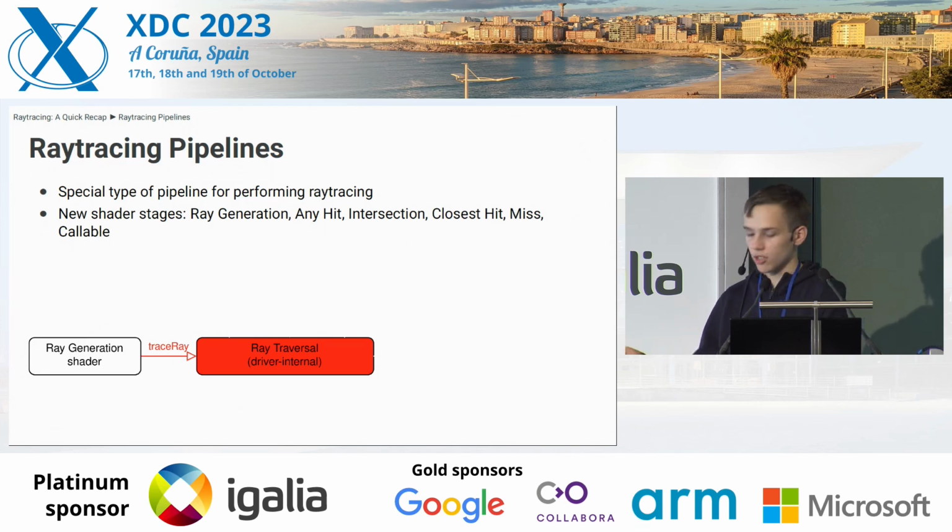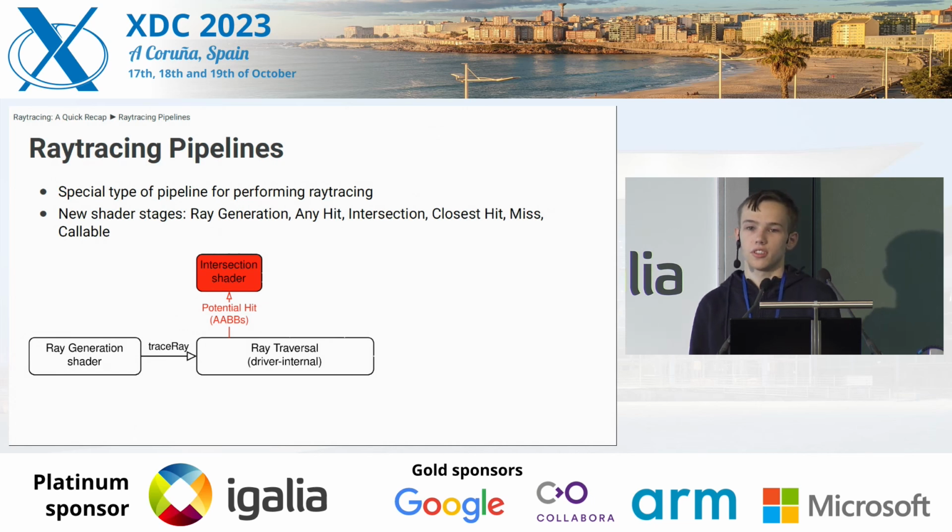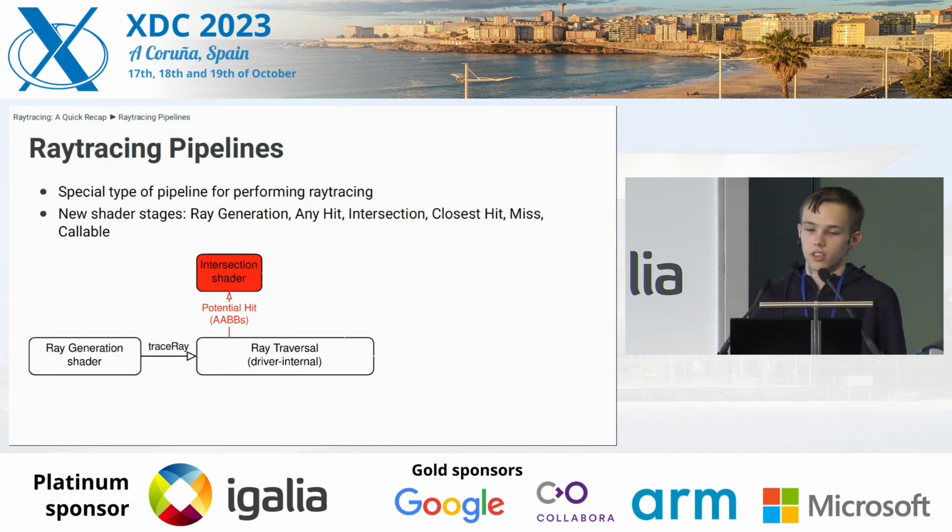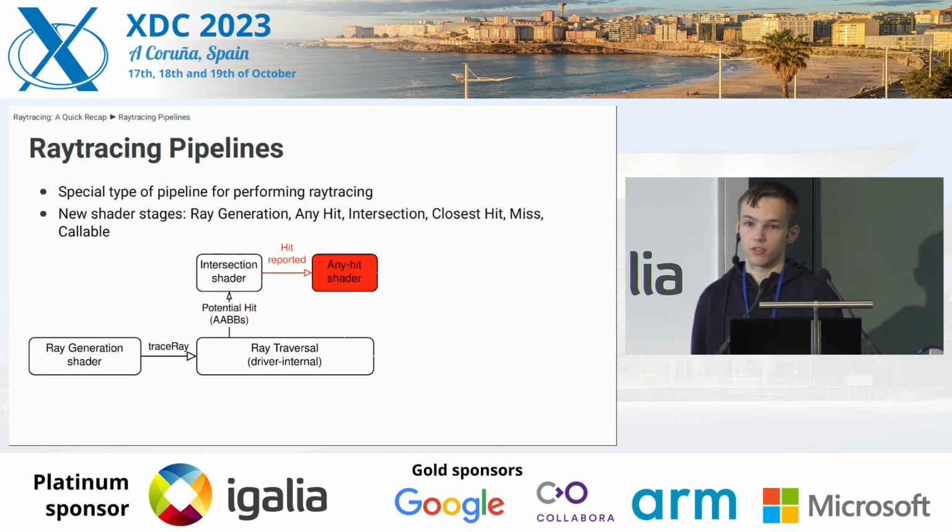If you find an intersection with an AABB primitive, you call the intersection shader, which is responsible for determining the intersection points of rays for that equation you set for the procedural geometry. It can, of course, report that hit to the driver, which will then jump execution to the so-called any hit shader, which can then evaluate that hit to decide if it should actually be considered.